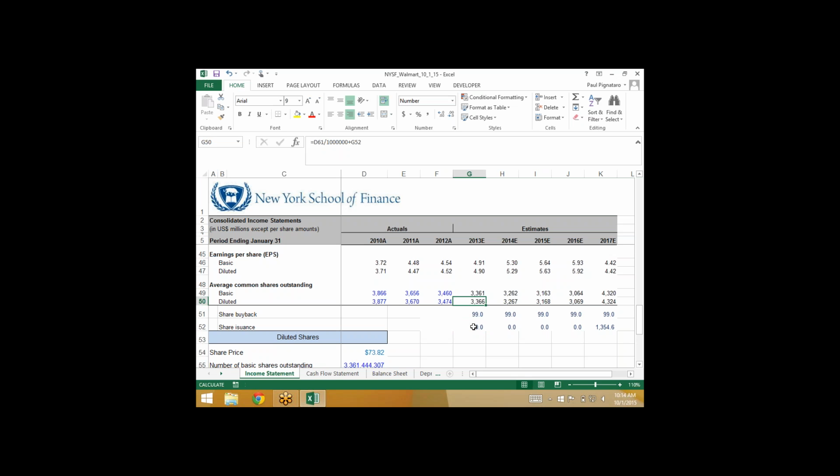The buybacks are already included. Yeah, that's the thing with the buybacks. No, that was a little bit of a, yeah. The issuances, yeah, you're right.